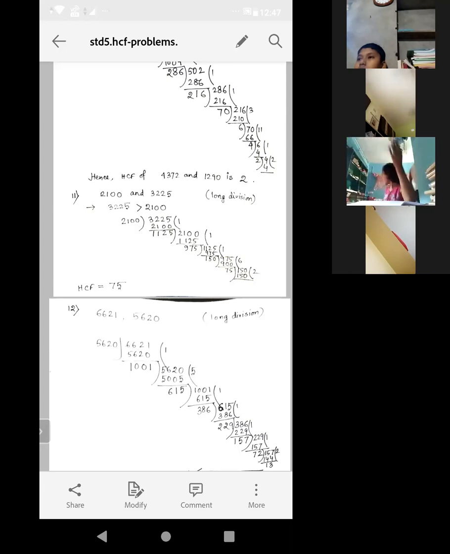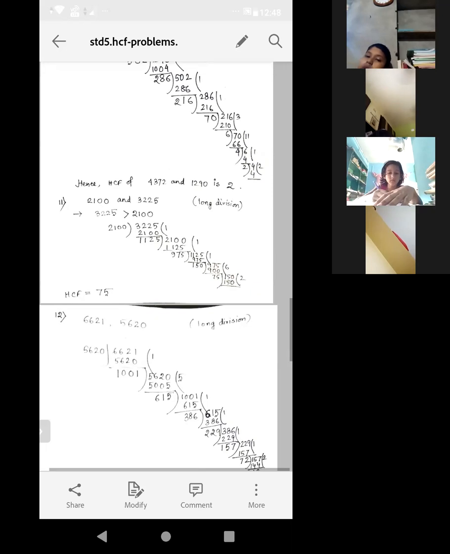Number 12, you can start. Number 12 question is very important, for the exam and also for the Saturday weekly test. Ma'am, is it normal division or any extra method? Just normal division. Every time you have to do normal division.